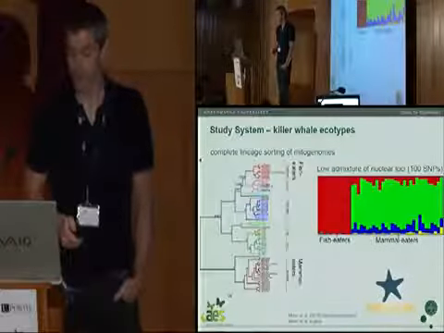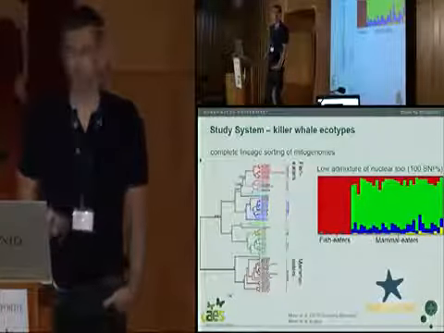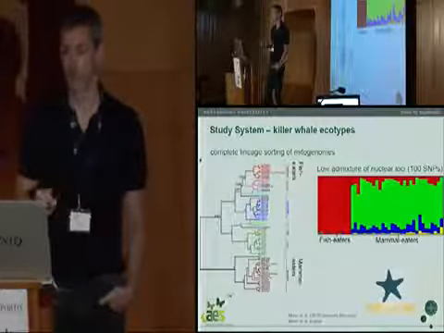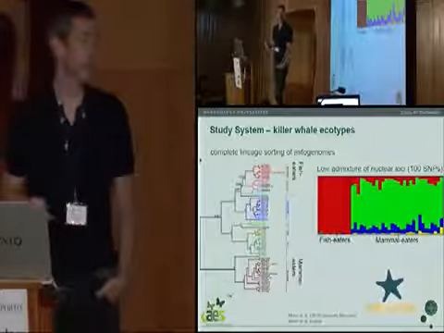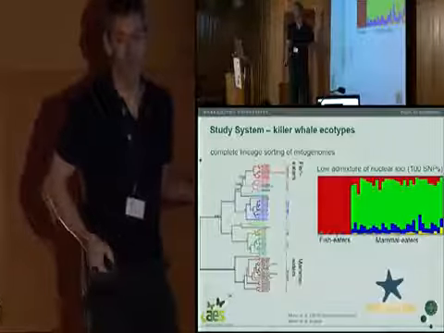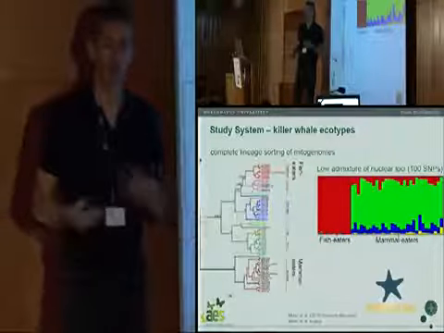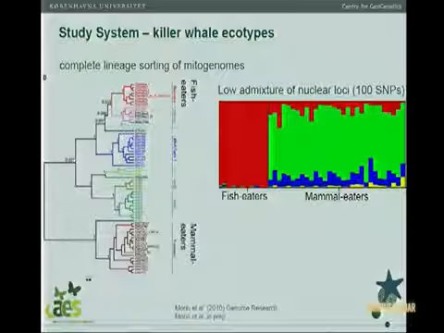And studies that myself and others have done suggest that there's reproductive isolation between these two forms, the mammal-eating and the fish-eating form in the North Pacific. So, for example, using complete mitochondrial genomes, there's complete lineage sorting, which suggests that there's either no dispersal or it's very, very limited and we're not detecting it.